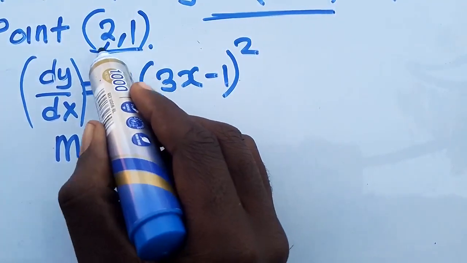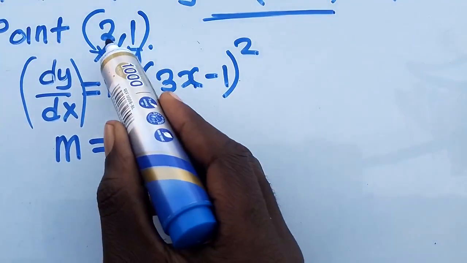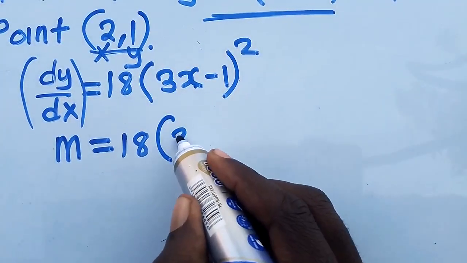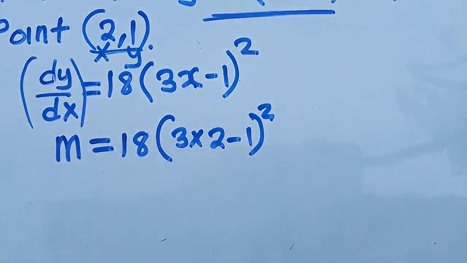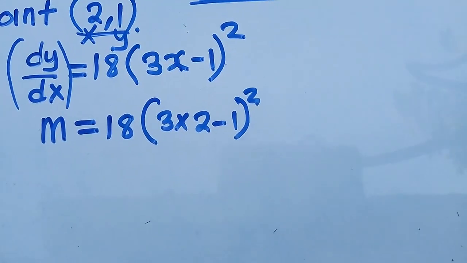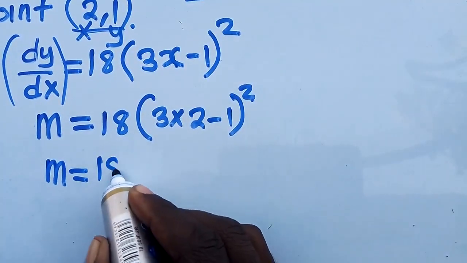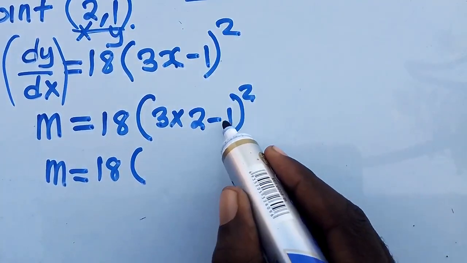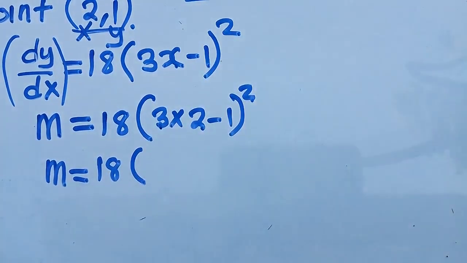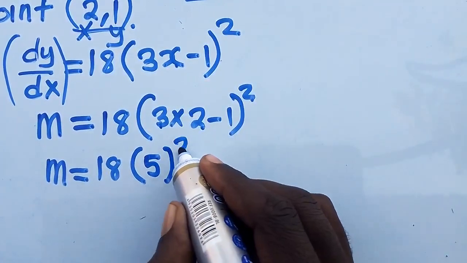This is the value of x. This is the value of y. So where there is x, you are going to put 2. So you are going to say 3 times 2 minus 1, then squared like that. That is what you are going to do. Then you say gradient is equal to 18, open bracket, 3 times 2, 6, minus 1, 5, so 5 squared like that.